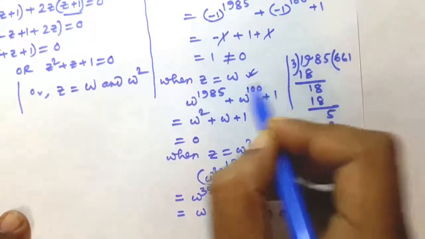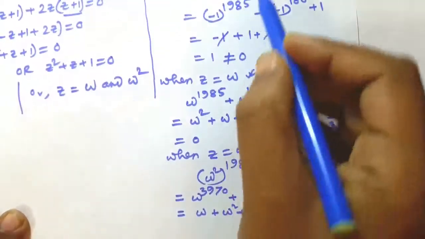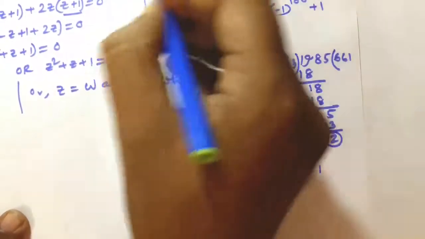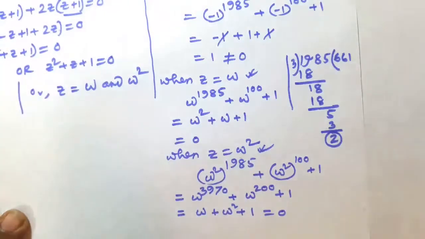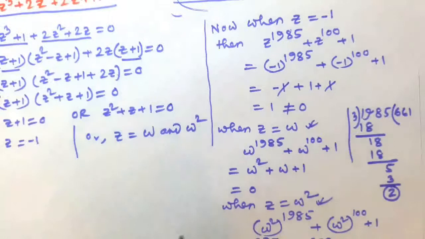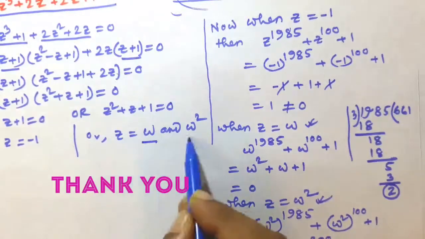Omega is also a root of the second equation, but minus 1 is not a root of the second equation. So we conclude that the common roots are respectively omega and omega square, this one and that one.